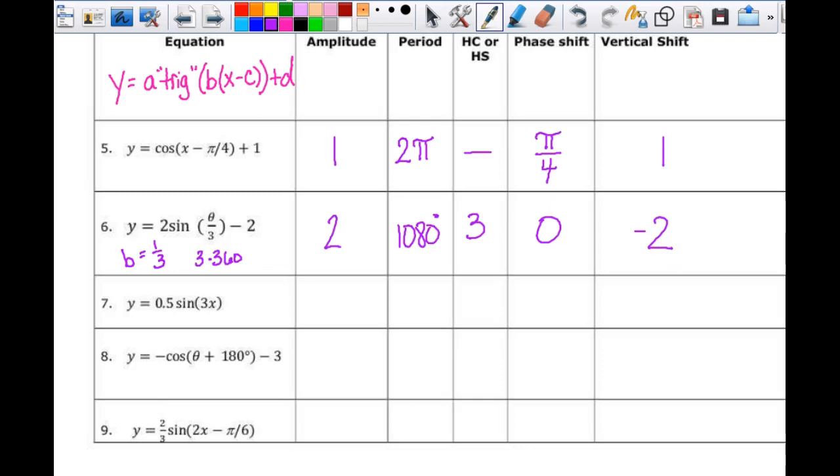All right, number 7, your amplitude is 0.5. And the period here, I take my normal period for sine, which is 2 pi. We're in radians because it's x, and I divide it by 3, so this is 2 pi thirds. And then my horizontal stretch or compression, b is equal to 3, so this would be 1/3 here. There is no phase shift, and my vertical shift is 0 as well.